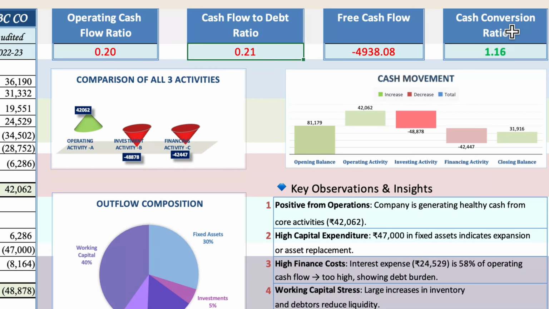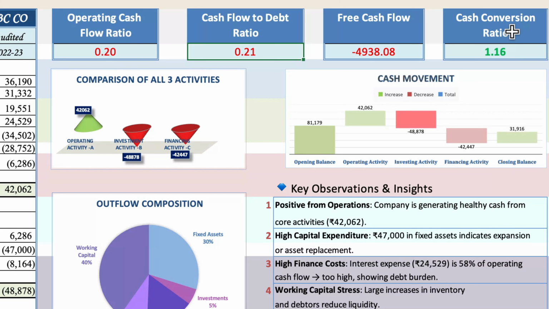Next is cash flow to debt ratio 0.21. Formula is operating cash flow divided by total debt or interest expense. 0.21 means company is generating only 21% of cash to pay its total debt, or you can say for every 1 rupee of debt only 21 paisa is available. Means company is highly dependent on external debt.